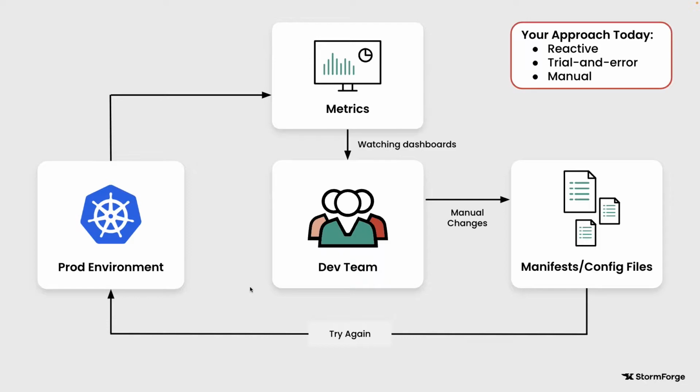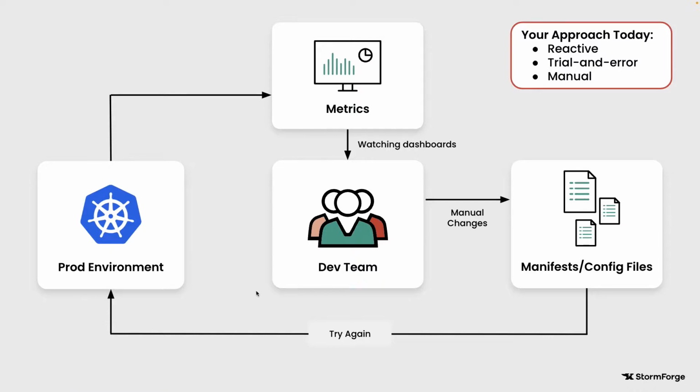Today, teams attempting to optimize their Kubernetes environments have to use a manual, trial and error approach. They guess at the right resource settings, deploy the app, wait to see how it behaves, update YAML files, and then try again. With hundreds or thousands of containers, it's not humanly possible to effectively optimize using this approach.